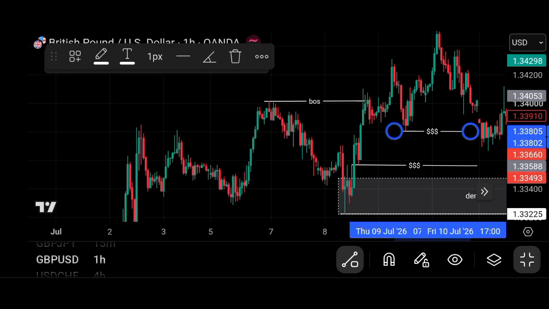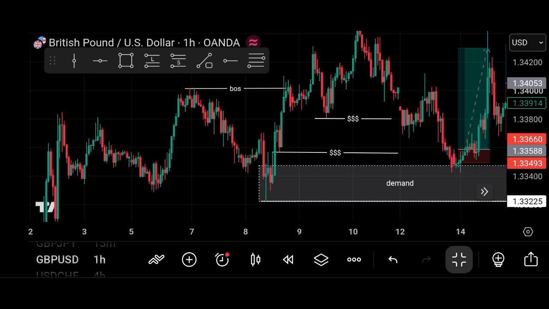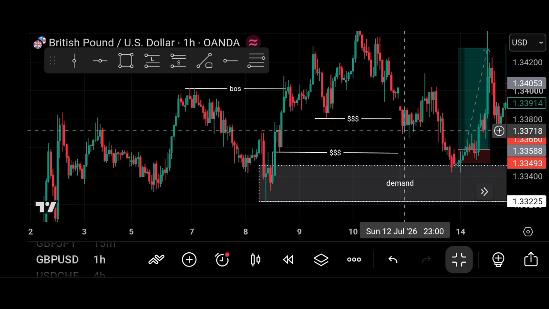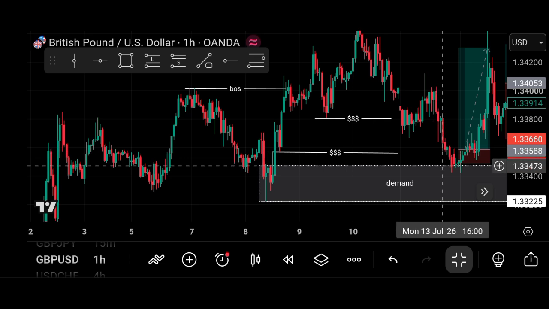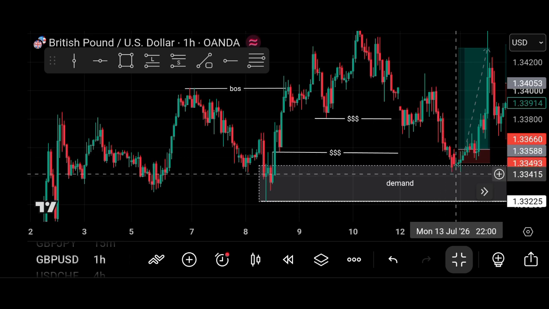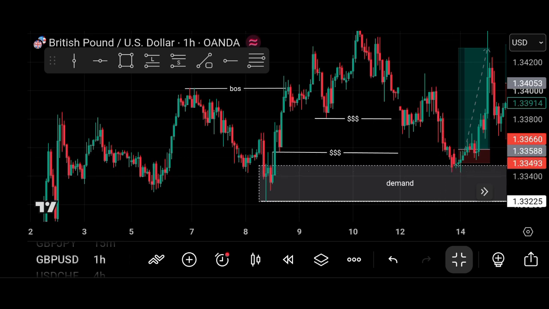Okay, so now you see here, price came here, swept this liquidity area, came here, swept this liquidity area, and then finally came to our demand zone. Now when price comes into your demand zone, what you're looking for is one of two things. One is a close of candle confirmation, and two is a break of a candle confirmation.